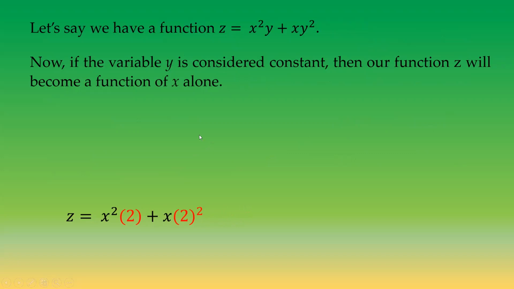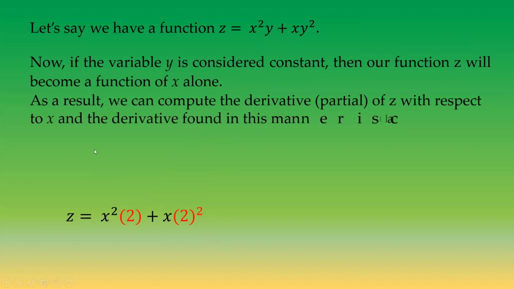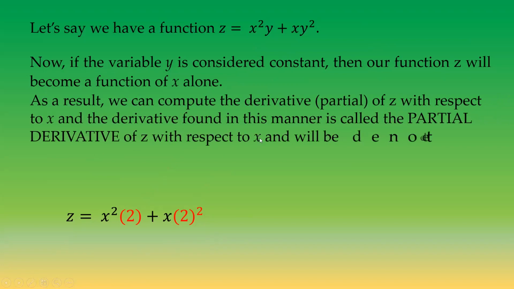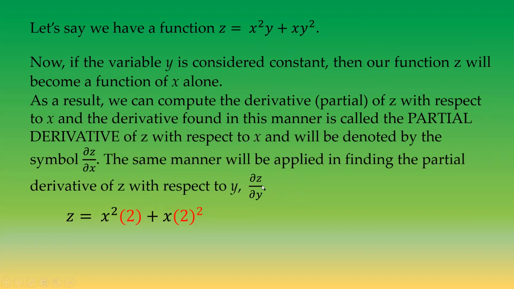As an illustration, since y is considered constant, I will replace y by 2. Then by inspection, makikita natin na z is a function of x alone. As a result, we can compute the derivative of z with respect to x, and the derivative found in this manner is called the partial derivative of z with respect to x. The same manner will be applied in finding the partial derivative of z with respect to y. With respect to y, meaning x will now be considered constant.